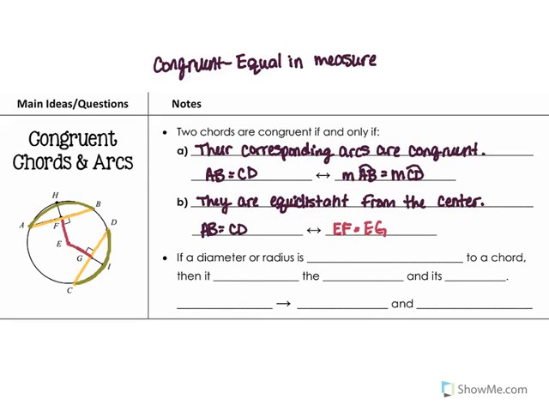So if a diameter or radius is perpendicular to a chord, then it bisects. So remember, bisect just means splits in the middle. So it bisects the chord and its arc.